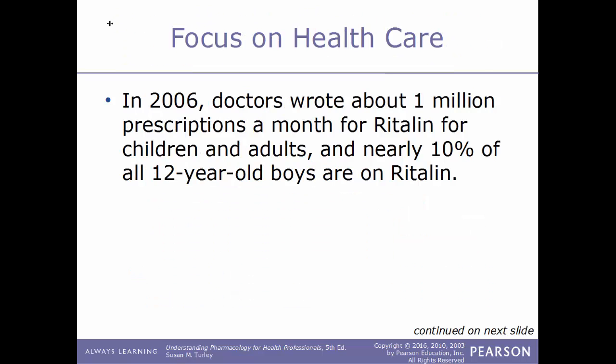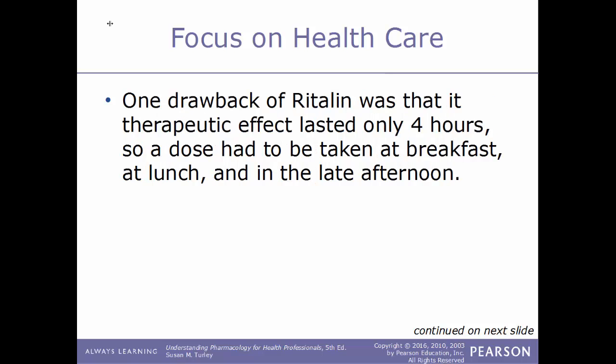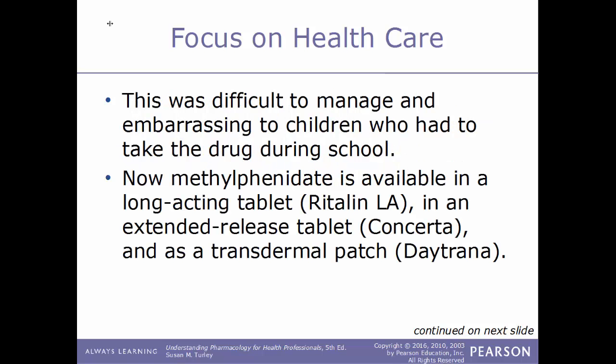In 2006, doctors wrote about 1 million prescriptions a month for the drug Ritalin for children and adults, and nearly 10% of all 12-year-old boys are on Ritalin. Now, one drawback of Ritalin was that the therapeutic effect lasts for only 4 hours, so a dose had to be taken at breakfast, then at lunch, and then late afternoon. Now, this was difficult to manage and embarrassing to children who had to take the drug during school.